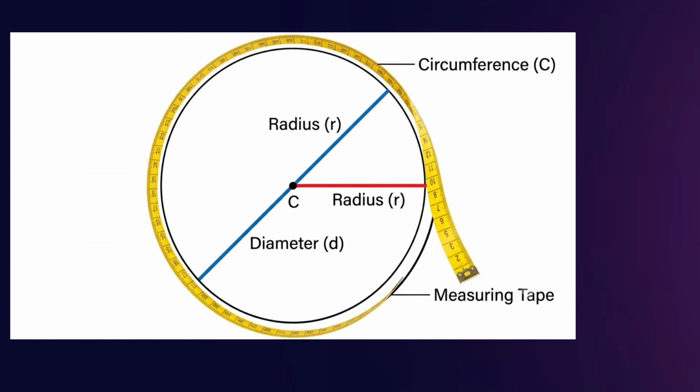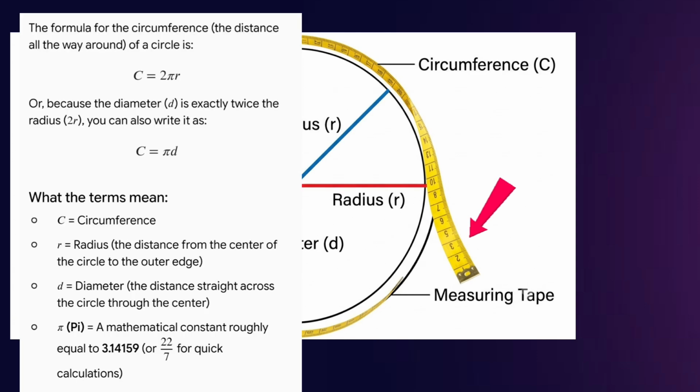Measuring the perimeter. To measure something curved, we often use a flexible tool. In this colorful diagram, yellow measuring tape is shown perfectly wrapping around the circle's edges. For the formula, we use a mathematical constant, pi. To find this distance, the equation is C equals 2πr. The value of pi is approximately 3.14.